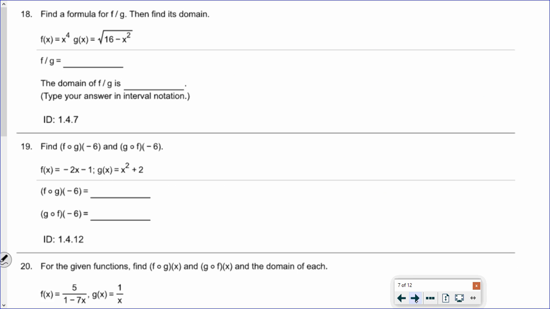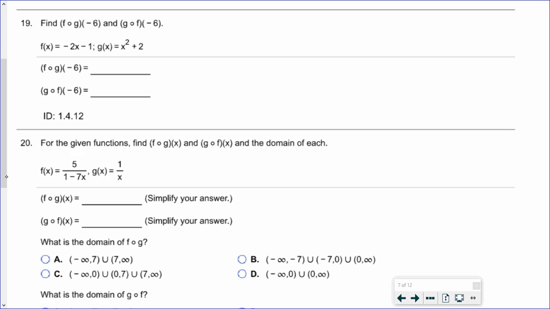Number 18 is exactly the same way. When in doubt, graph it out. Number 19. F of g at -6, and then g of f at -6. Okay, the easiest thing that I can tell you to do, if you're doing f of g, notice how I got rid of the little circle and replaced it with parentheses.